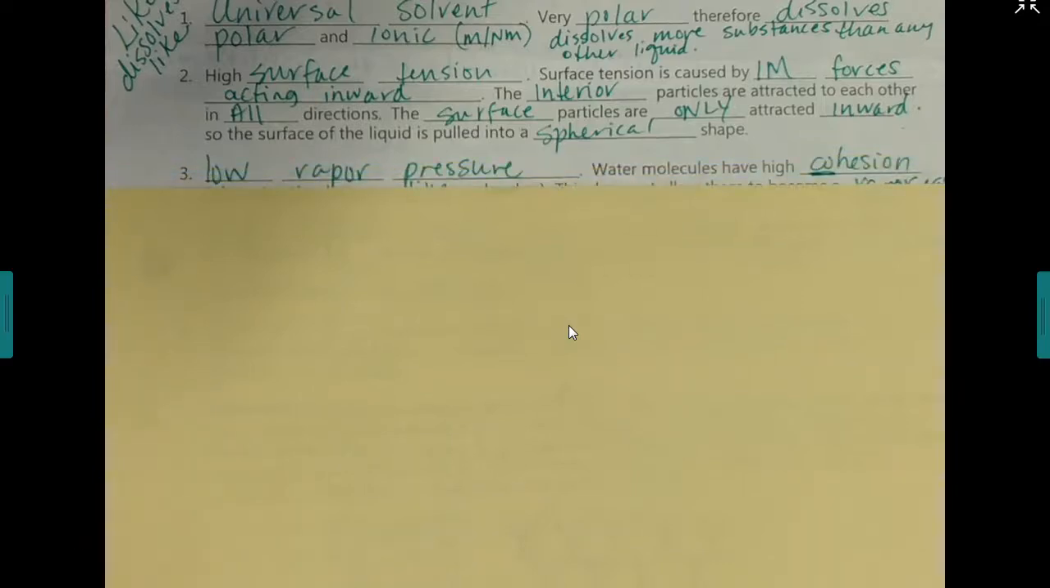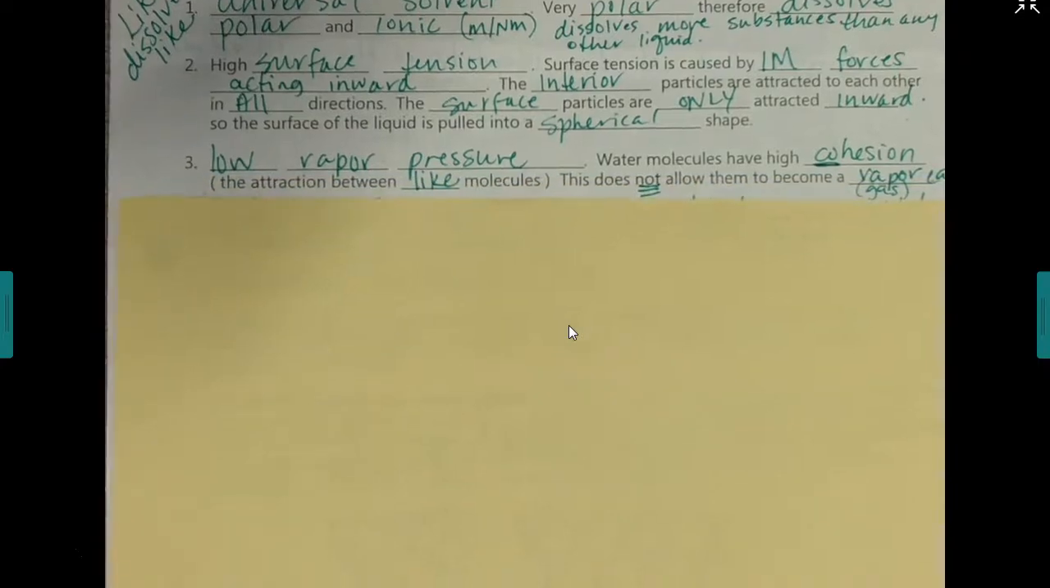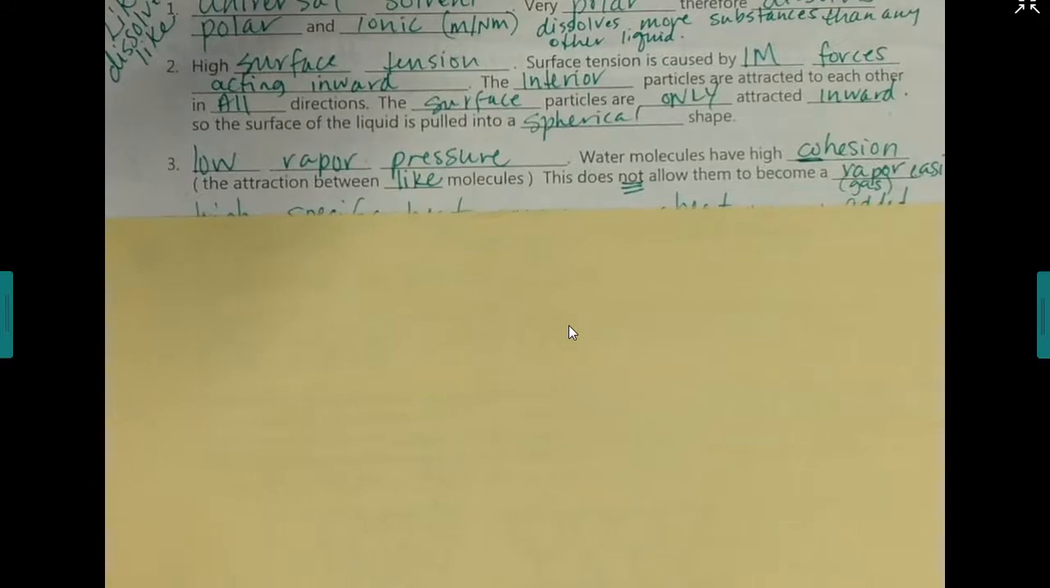The low vapor pressure of water comes from cohesion, which is the attraction between like molecules. This does not allow them to become a vapor or a gas easily, so it has a low vapor pressure. Remember cohesion, that's why you couldn't break those water bubbles when they were water droplets. You couldn't pull them apart real easily.